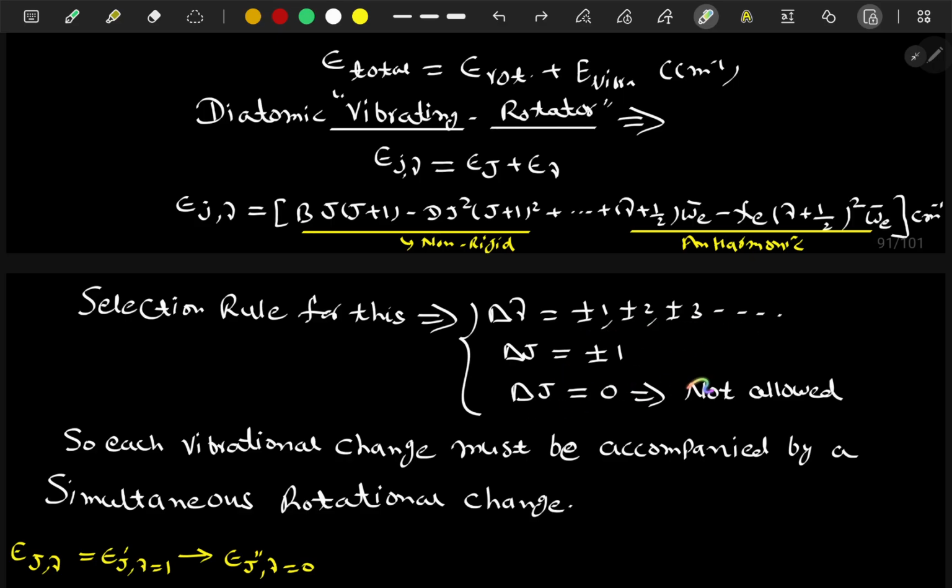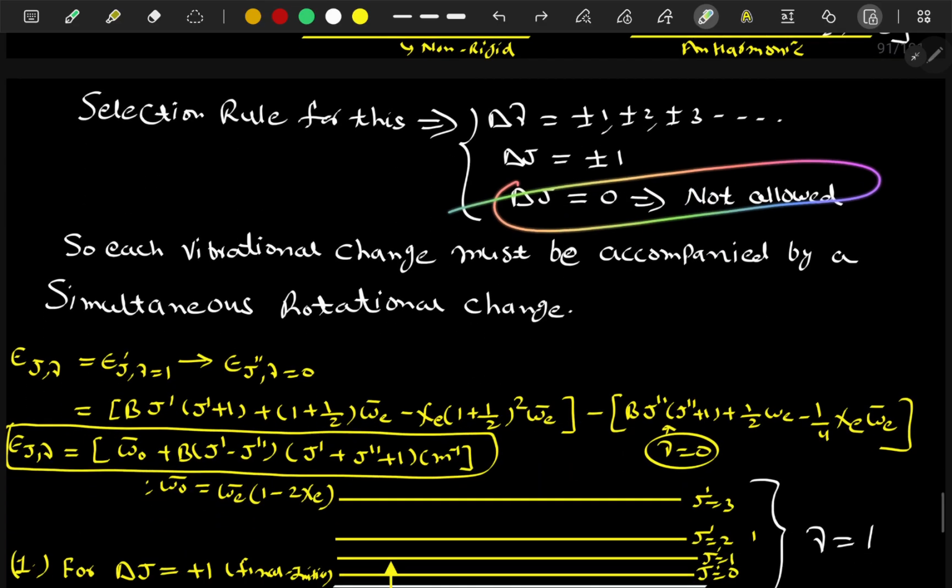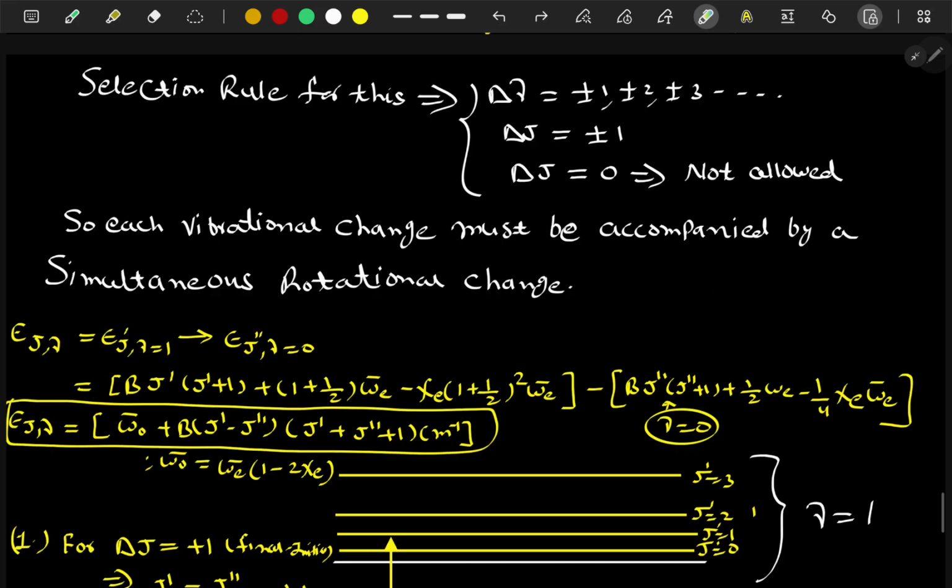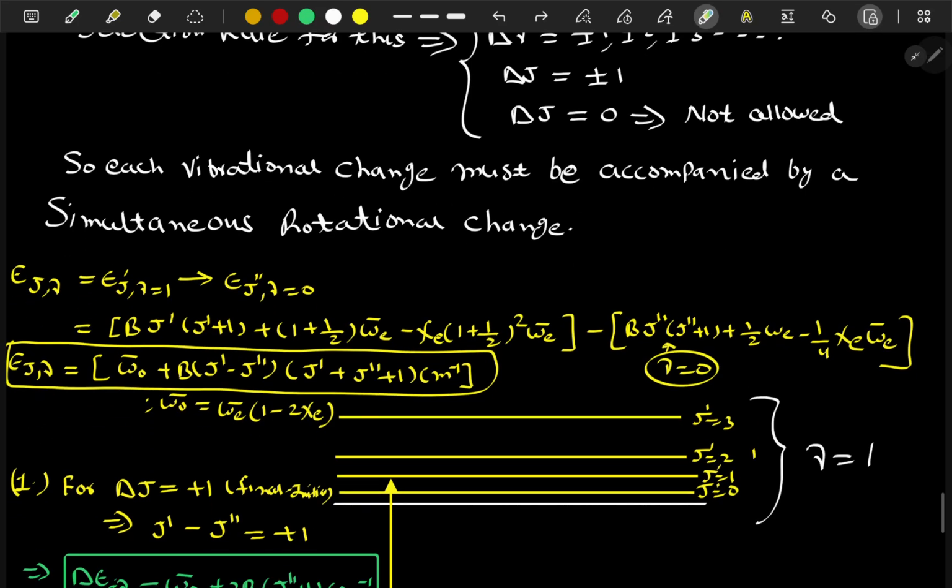then delta J plus minus 1; delta J equal to 0 is not allowed. So each vibrational change must be accompanied by a simultaneous rotational change.